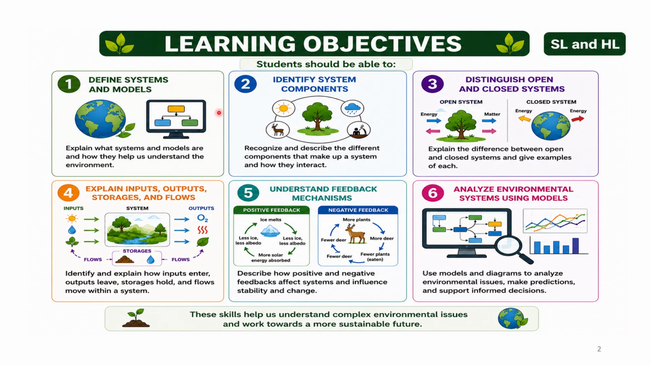Learning objectives. By the end of this topic, students should be able to define systems and models and explain how these tools help us understand complex environmental processes and interactions. They should be able to identify the major components of a system, including living and non-living elements, and describe how these components are connected. Students will also learn to distinguish between open and closed systems and apply these concepts to real-world examples. For instance, a forest ecosystem exchanges both matter and energy with its surroundings, whereas Earth is often considered a closed system for matter.